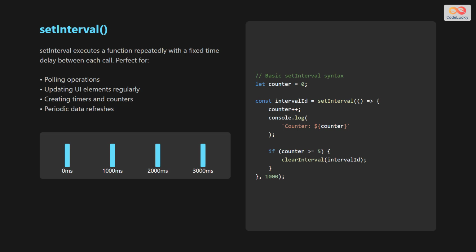The basic setInterval syntax takes a callback and a time delay in milliseconds. The given example defines a counter and updates it every 1 second using setInterval. It logs the current count and also uses clearInterval to stop the interval when the counter is greater than or equal to 5.